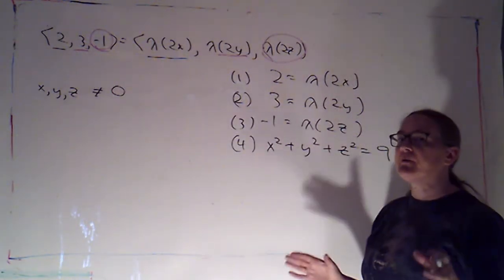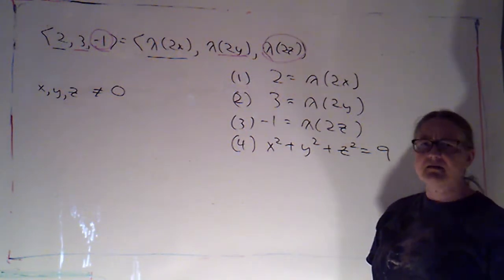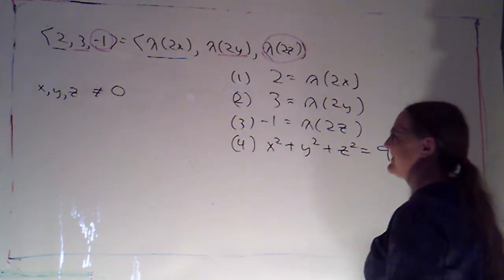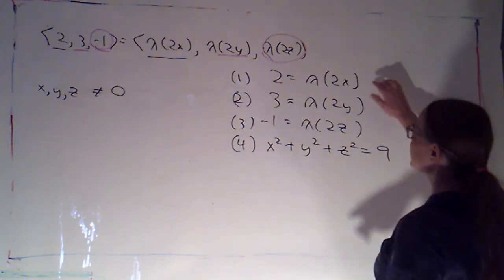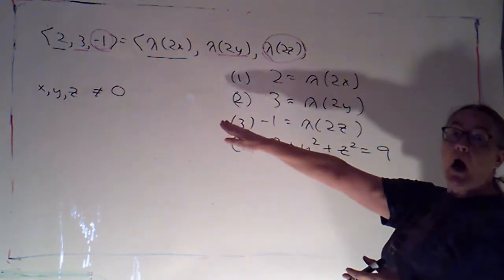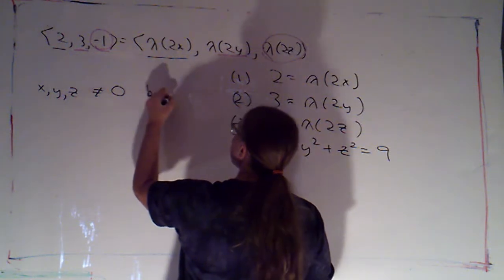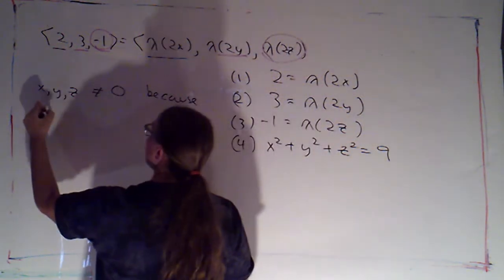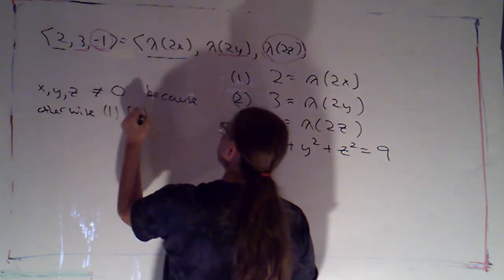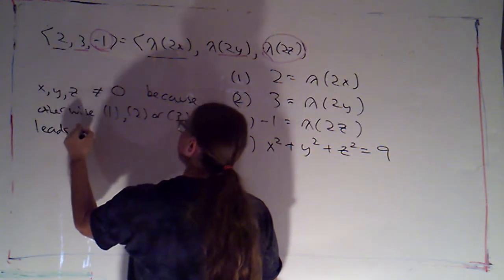If you know that variables are not 0 and you're going to divide by them, just do tell me that you know that, because very often students divide by variables when they don't know that they're not 0. And so if you just start dividing, I'm going to be concerned. If you tell me why it's okay, that you know that they're not 0, and here I could even say, because otherwise 1, 2, or 3 leads to a contradiction.